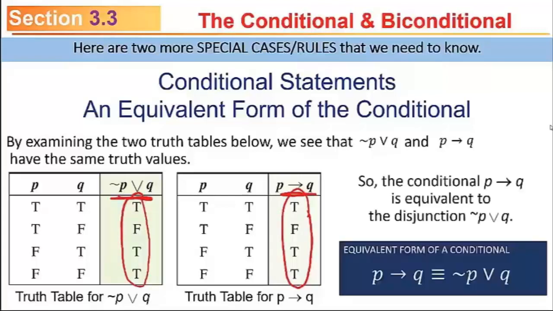So what I've shown is that the conditional P implies Q is equivalent to the disjunction not P or Q. And we tend to use this symbol in the middle, not an equal sign, but three horizontal bars as being the word equivalent. For our purposes, we're not making much of a distinction, equivalent, equal, but technically that three-bar symbol is equivalent. So P implies Q is equivalent to not P or Q, and I know that because I looked at the truth tables back over on the left and saw that they produce the same truth values. So that's the first of the new special case rules that we need.